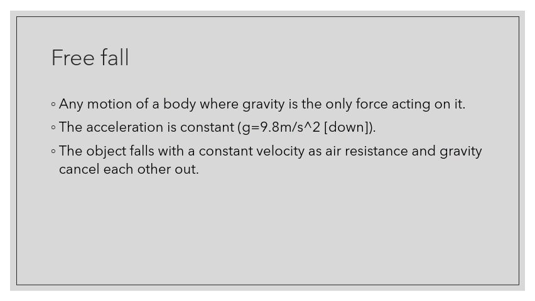Free fall is any motion of a body where gravity is the only force acting on it. And the acceleration is constant, so g is equal to 9.8 meters per second squared down. It should be noted that acceleration is positive only when the reference frame is down. If your reference frame is up, then the acceleration will be negative, so negative 9.8 meters per second squared. And the object falls with a constant velocity as air resistance and gravity cancel each other out.